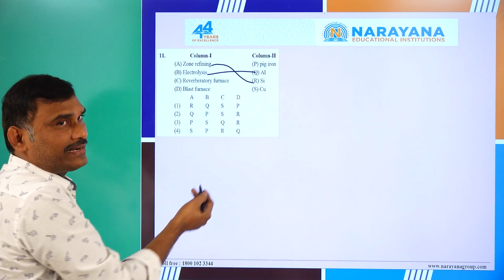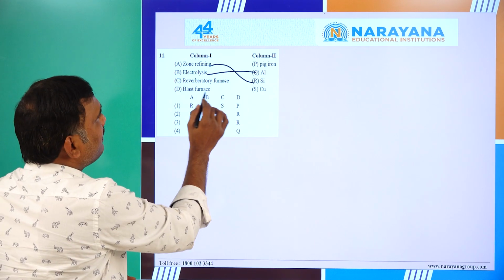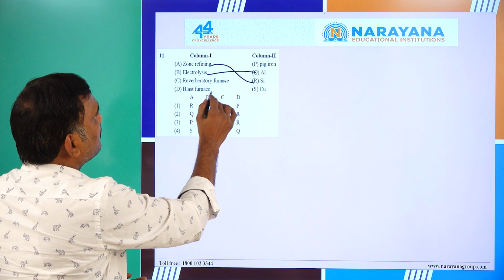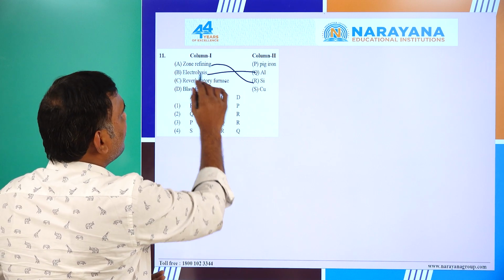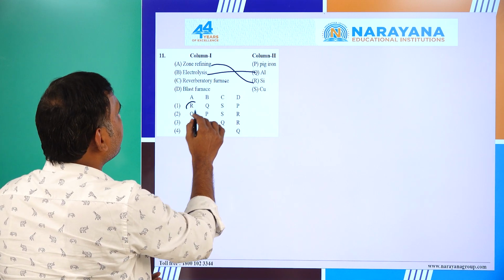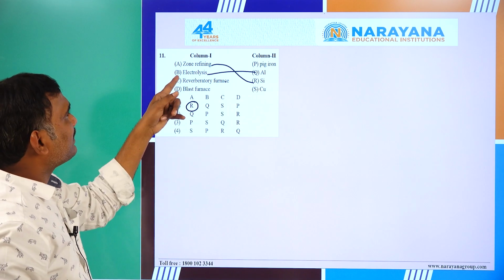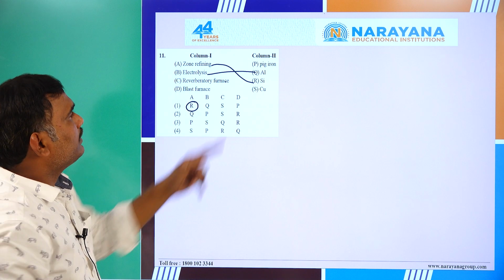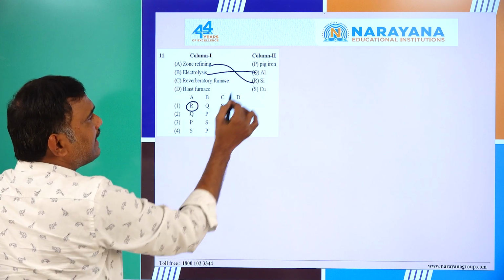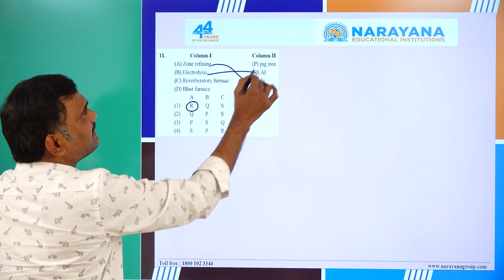Now reverberatory furnace, you know reverberatory furnace, and we have to use it for blast furnace. For A is R. Where is the option? A is R, already you know the answer. Zone refining is R. Now you go for the second one. What is that? Q. Electrolysis is aluminium. Now see, reverberatory furnace is for S.